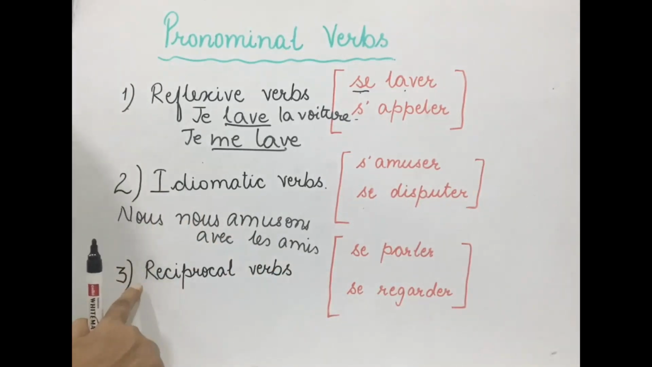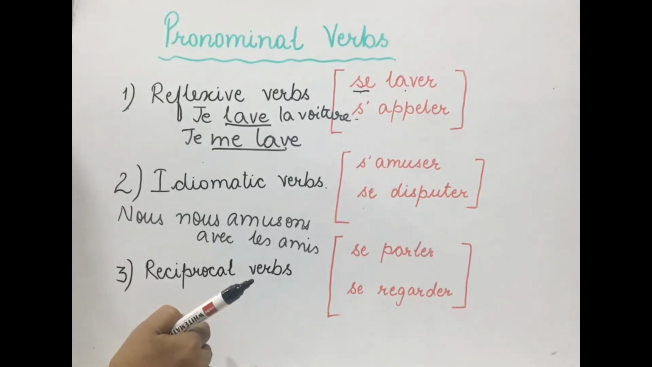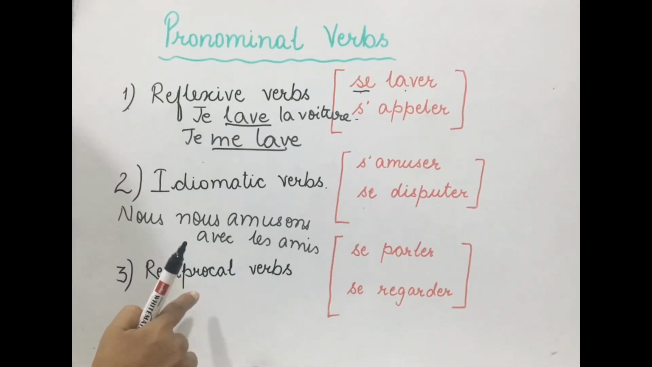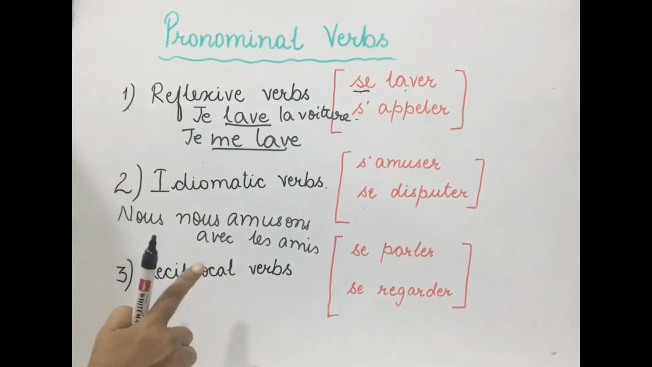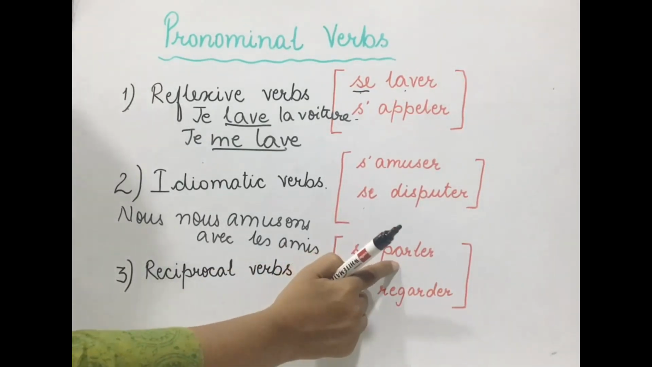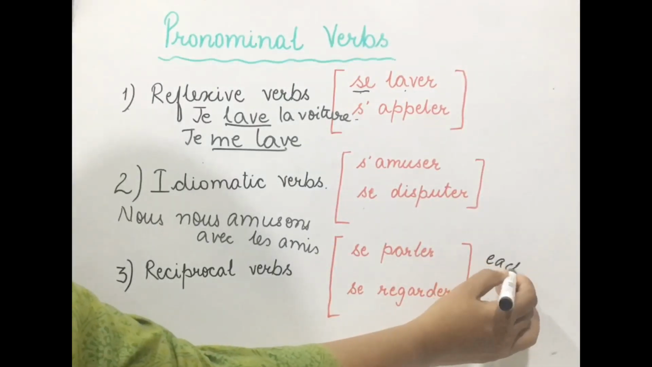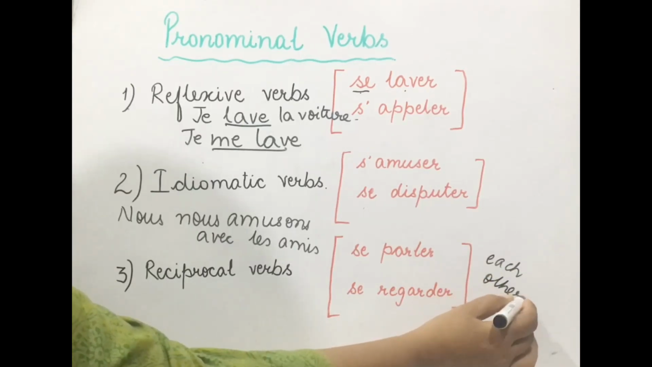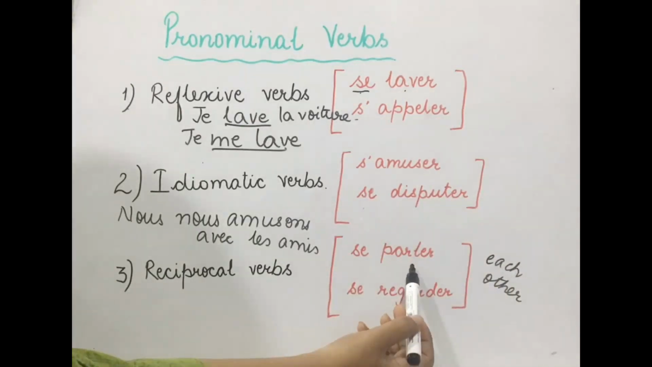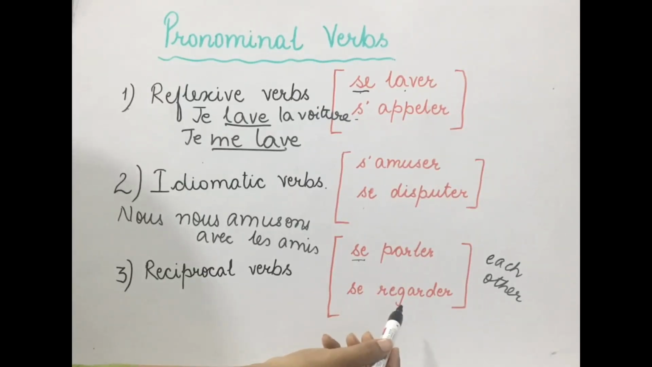Now we come to the third one, and that is reciprocal verbs. Reciprocal verbs are the third category of pronominal verbs, which express a reciprocal action between more than one person. As I have given the examples here, se parler and se regarder, the sense here is always like each other. You take the action with each other. So when you say se parler, that means to talk to each other. So this se here is representing each other. Se regarder, to see each other.